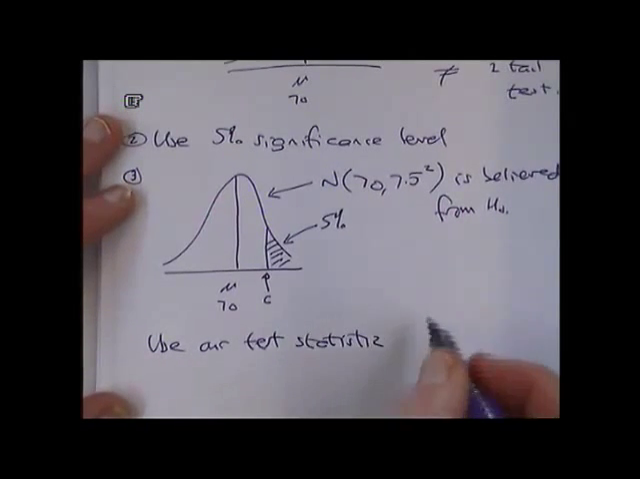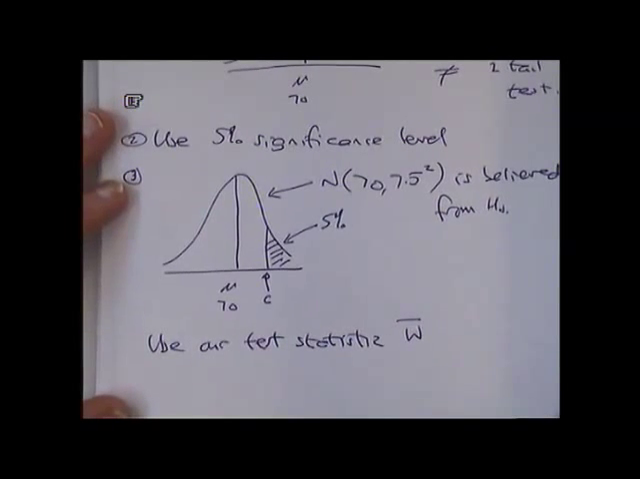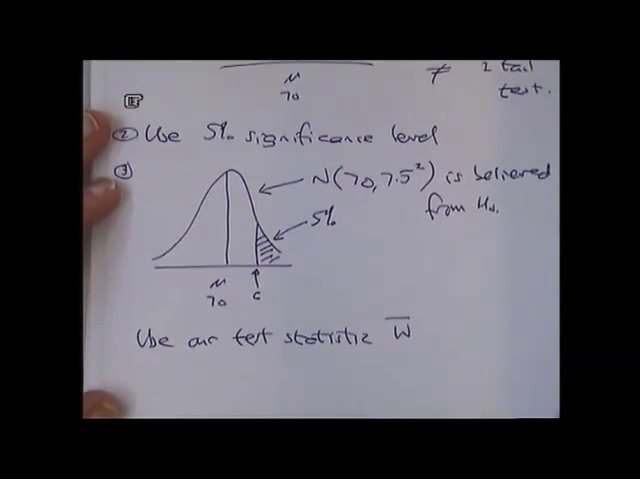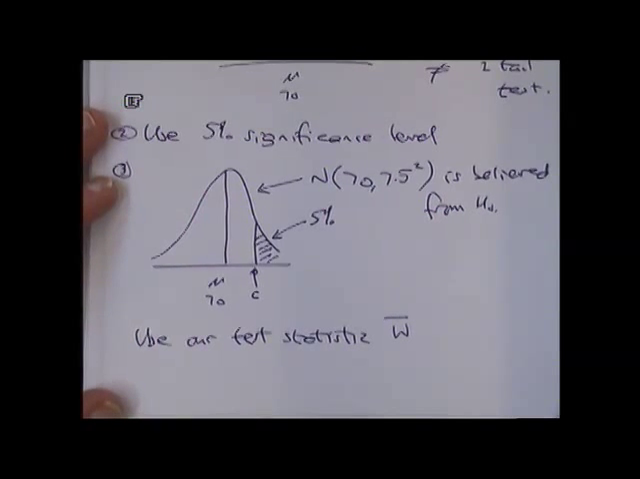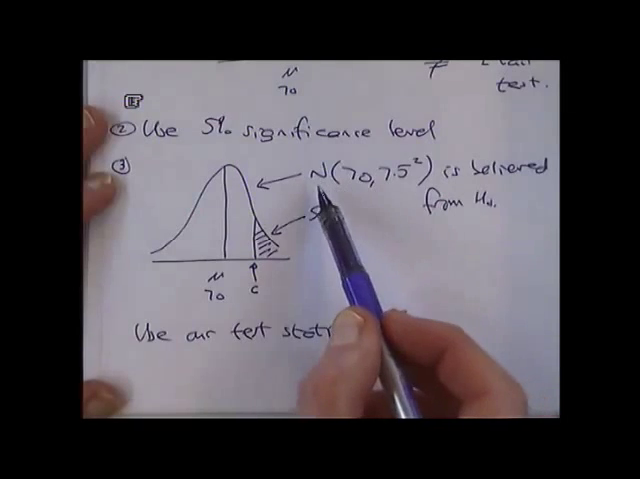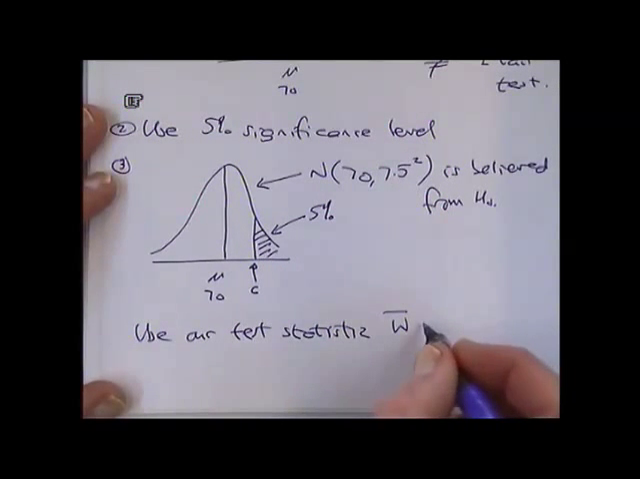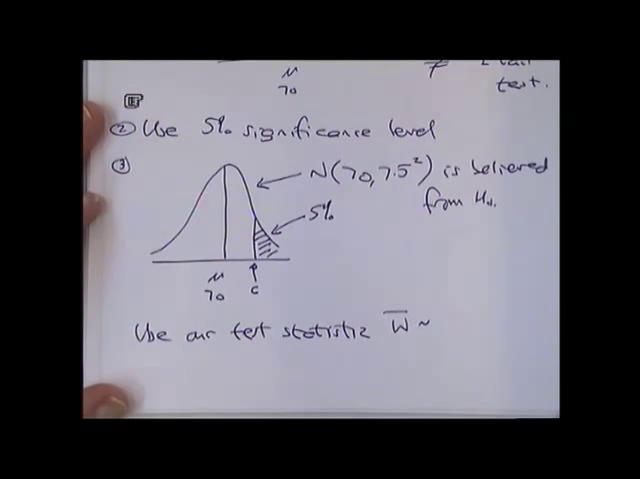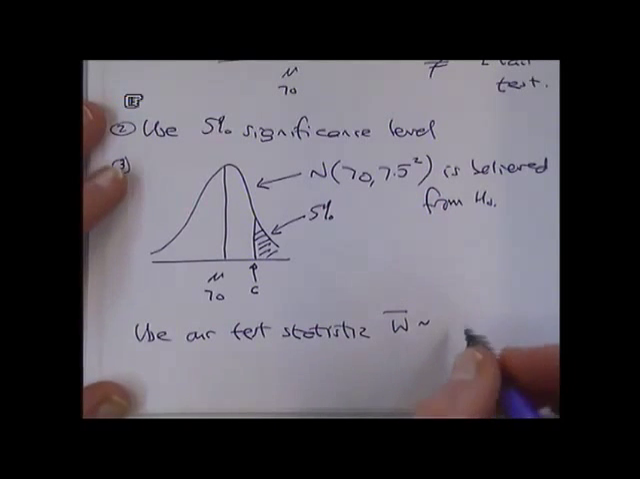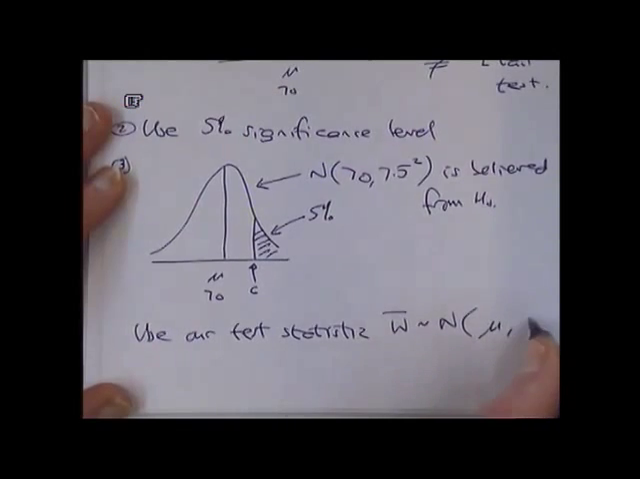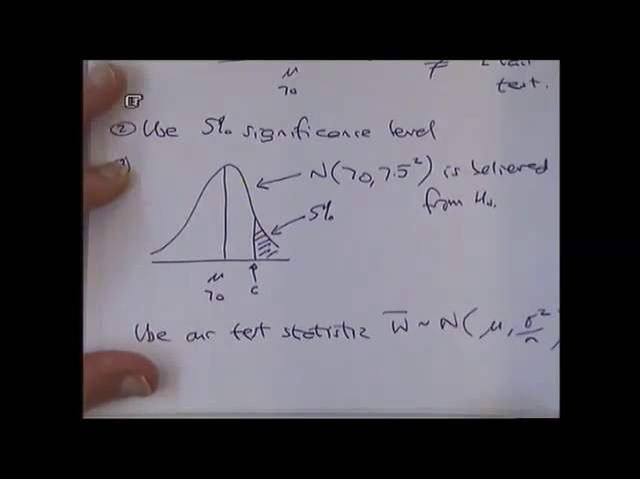So, this C here is going to be our critical value, and we are going to use our test statistic. And the only test statistic we have is the mean of the weights, W bar. Now we know that the weights are distributed normally, 70, 7.5 squared. So what do we know about the distribution of W bar, the mean of those weights? We're not adding them up, so it's not going to be that. Central limit theorem here, this is the sample mean. Remember, this will be mu, sigma squared over n. This is where the central limit theorem is coming in.